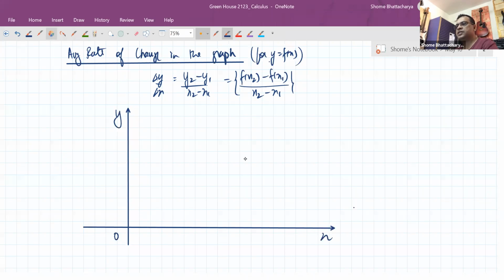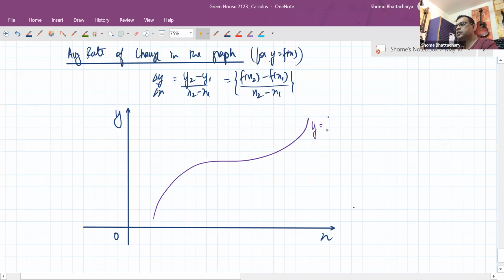So if we represent the function with its corresponding graph, this curve represents the function y equal to f(x). And let's say this point on the x-axis represents x1, and this point on the x-axis represents x2. Then correspondingly, this point on the graph represents x1, y1. Its y coordinate represents y1. And correspondingly, this point represents the ordered pair x2, y2. Its y coordinate represents y2.